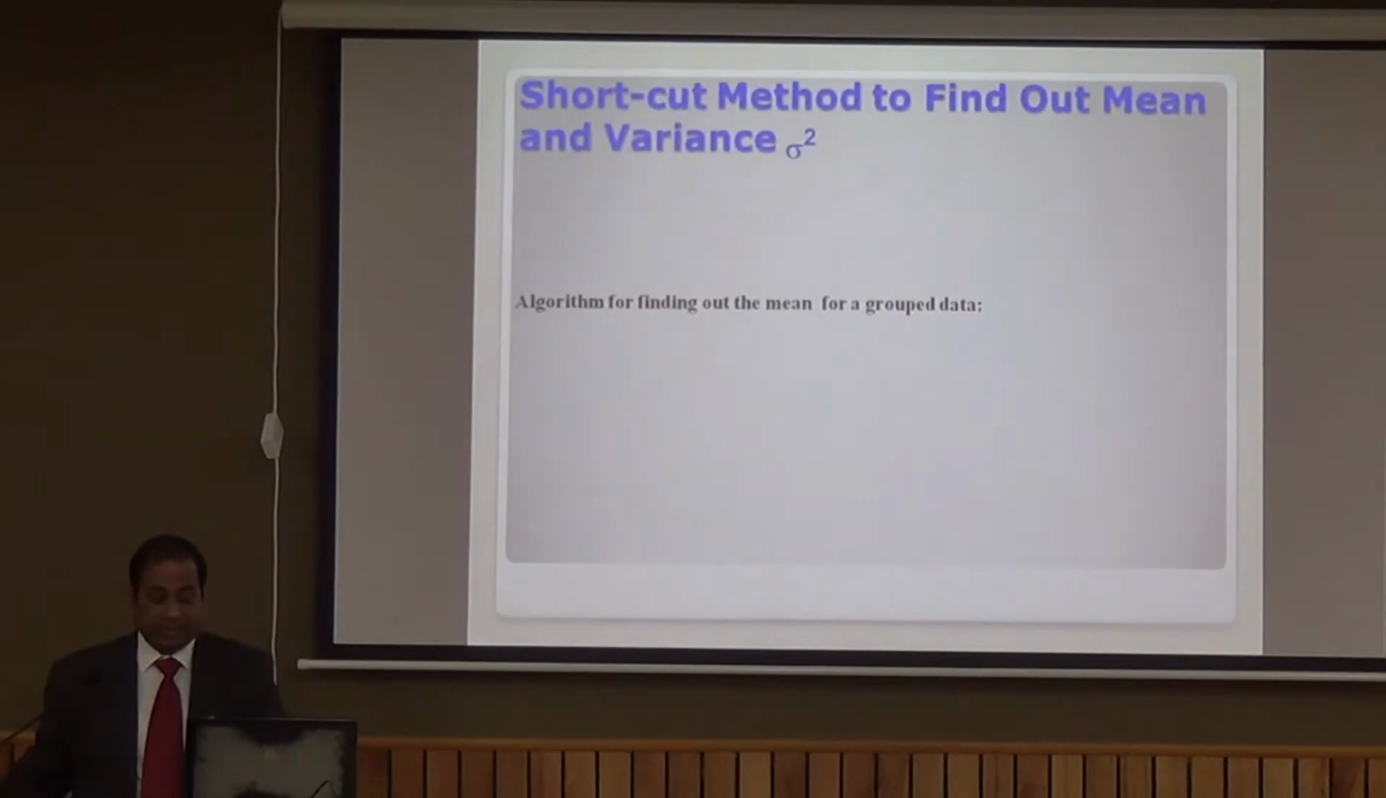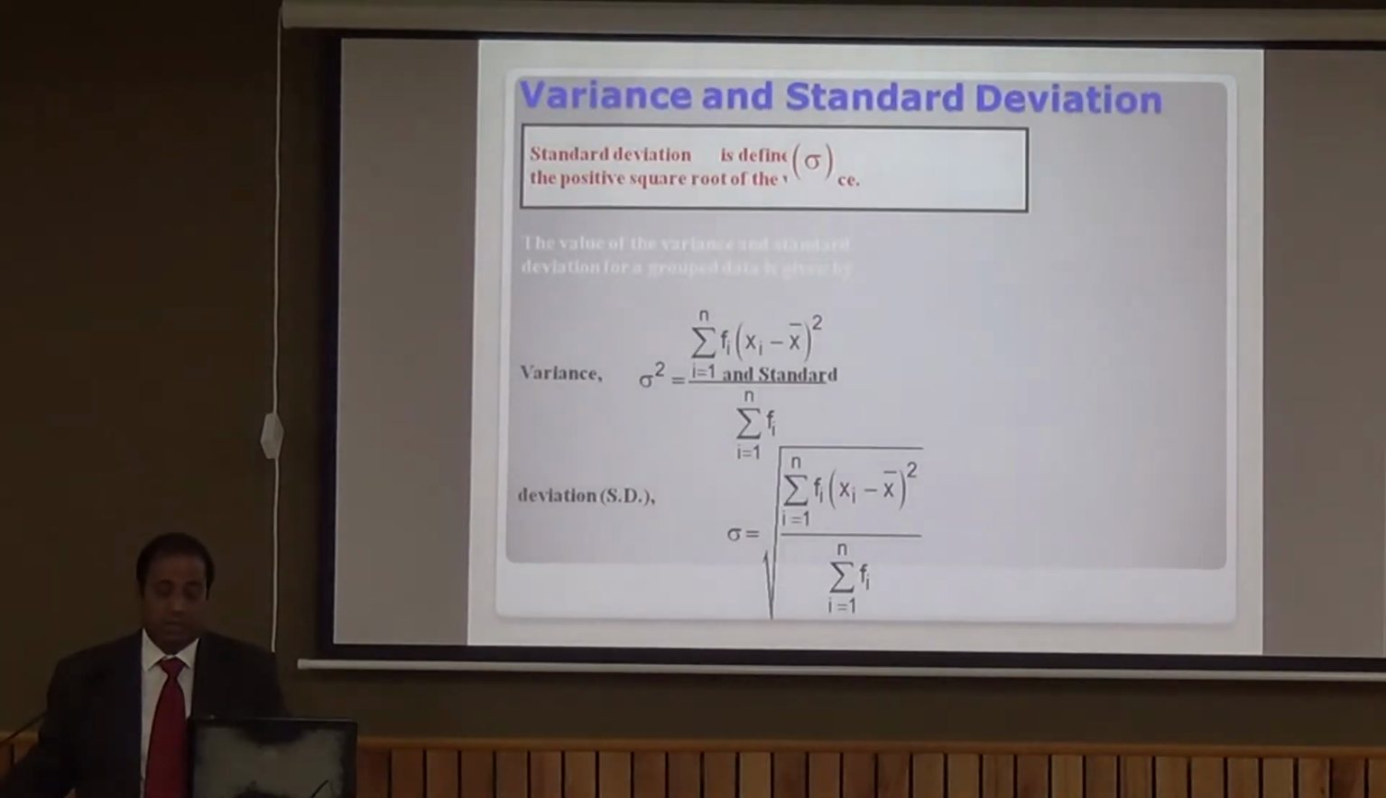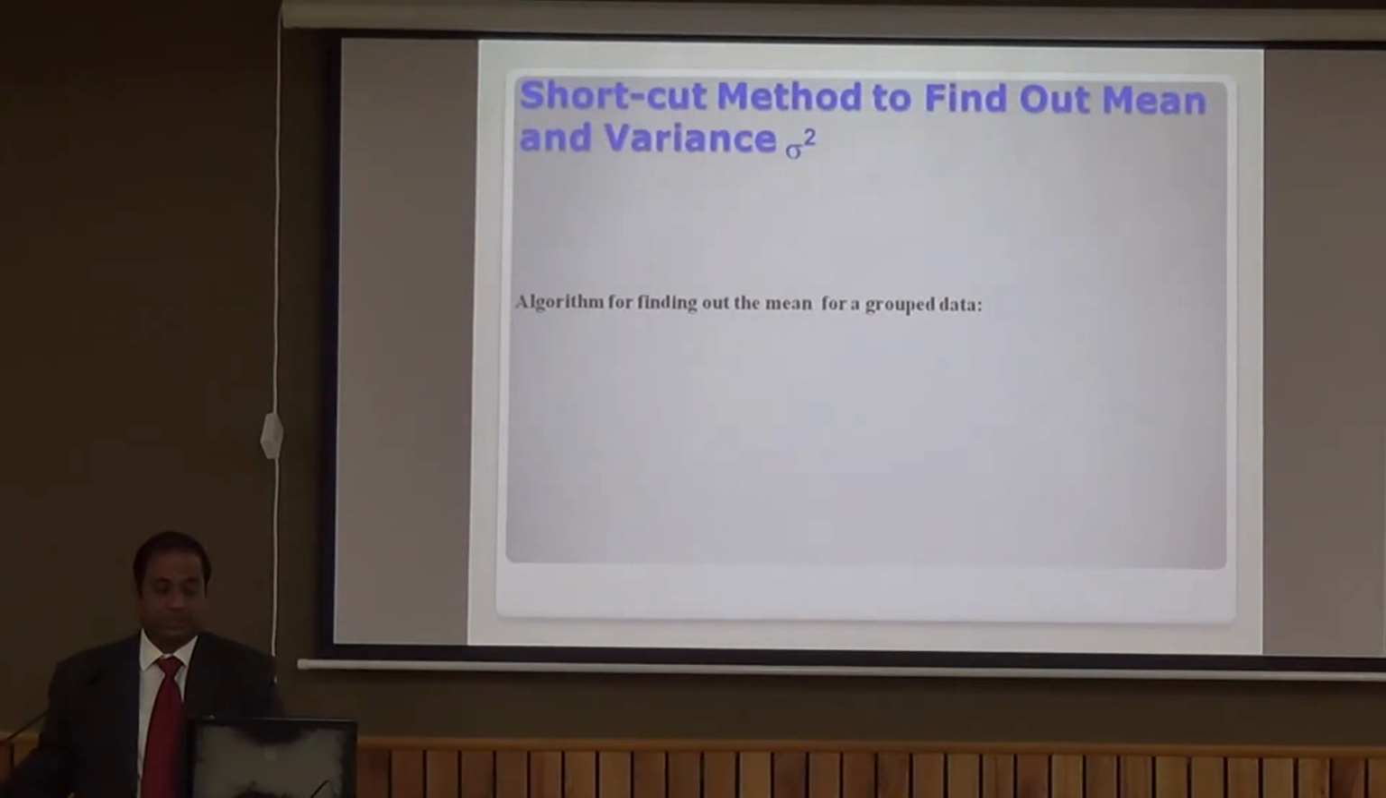Standard deviation is the square root of the variance, that is, square root of summation of fi into xi minus x bar whole square upon summation of the frequencies.